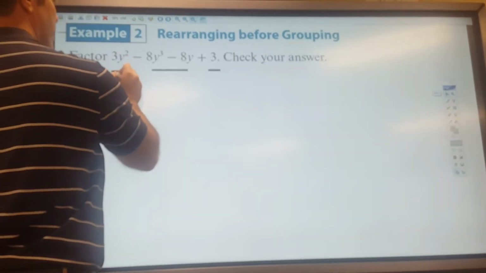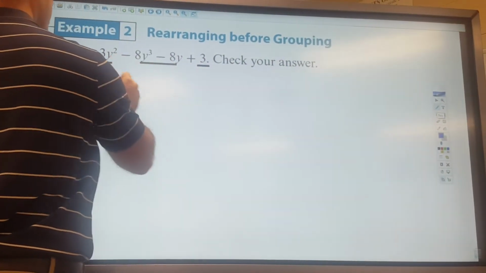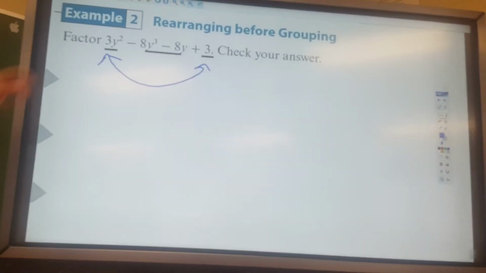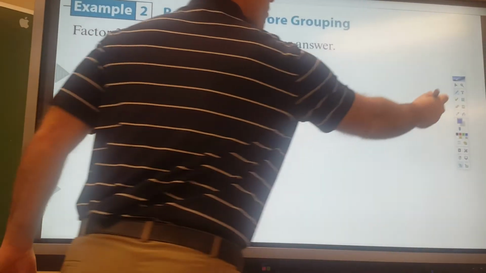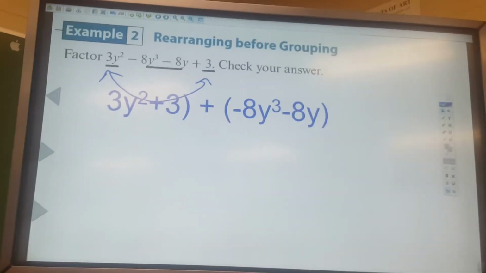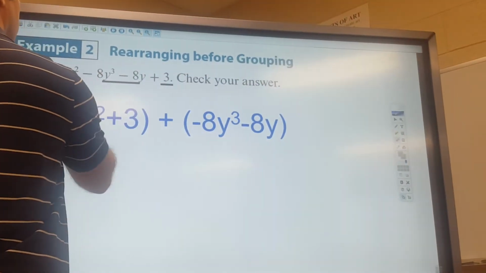Whoa, where are we going here? It would be better if we pair these up here. Make sure I'm staying out of the way. And those 2 terms. So we'll rearrange those and write those in an order that will enable us to factor them by grouping. All right, let me go ahead and erase this.